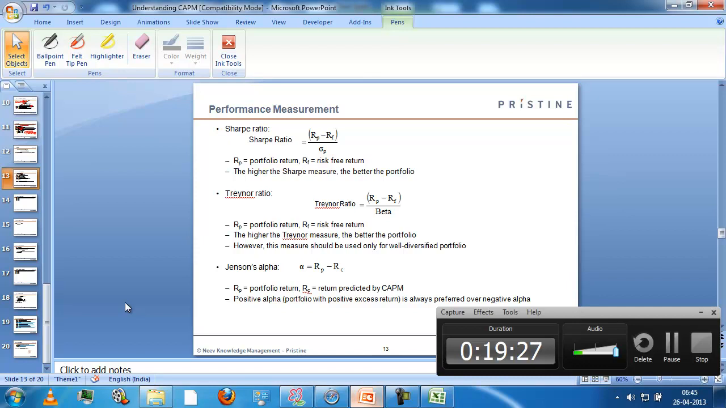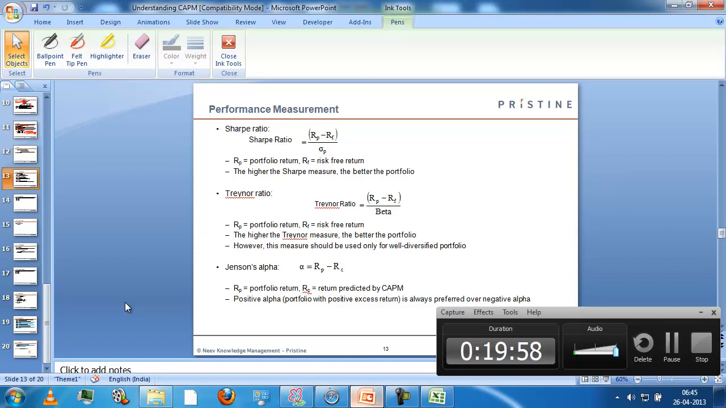So now we will discuss some important performance measures. Performance measures are important because we can use them to decide whether our portfolio is efficient or not. Basically, a performance measure gives you the measurement of your portfolio.